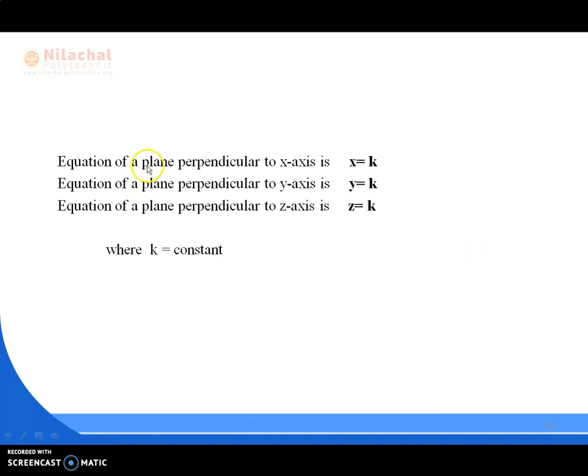Let's see. Equation of a plane perpendicular to the x-axis is x equals k. Equation of a plane perpendicular to the y-axis is y equals k. Equation of a plane perpendicular to the z-axis is z equals k, where k is any real number or constant.